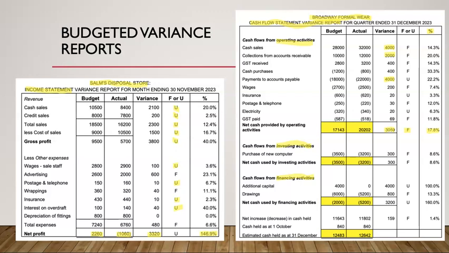Even though overall my total expenses were favorable, so I had less expenses than what I thought, this has been massively overcompensated by gross profit being massively unfavorable. And this is how we could start to do some analysis. I recommend you pause and do some more analysis yourself.